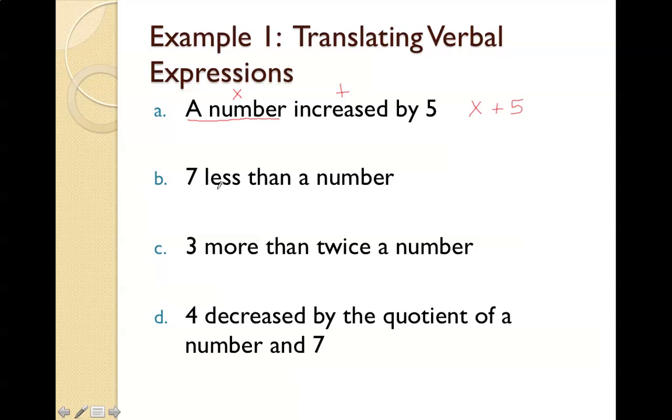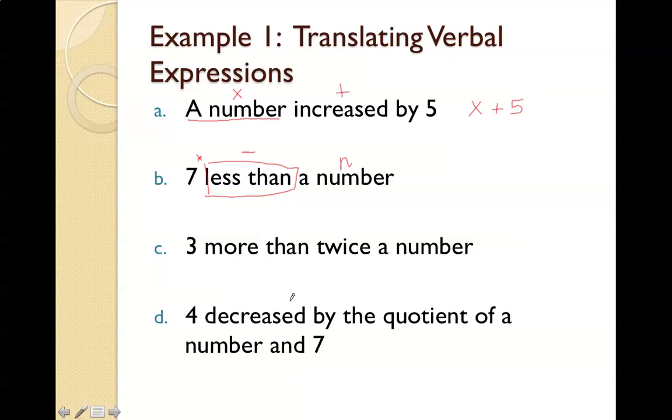Alright, let's look at the second one. 7 less than. And if you remember, I said there should be a light bulb that goes off, an alarm in your head when I see less than. So I'm going to just box that in and put a little star next to it. I do know less than means I'm subtracting. And here this is again a number. Well, I'm going to use x for my variable.